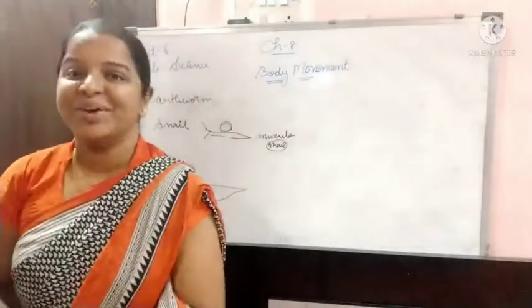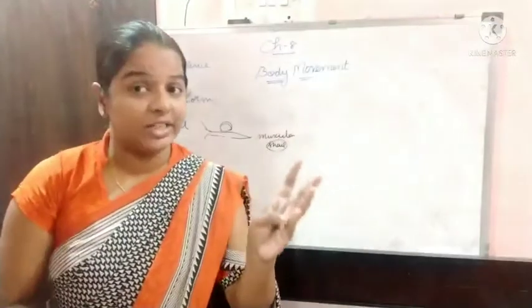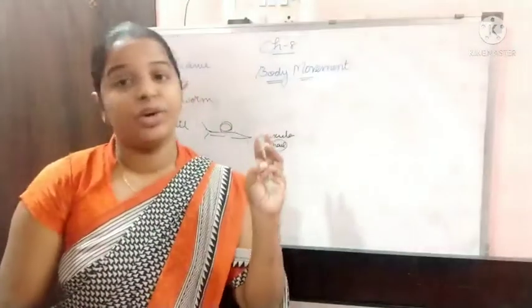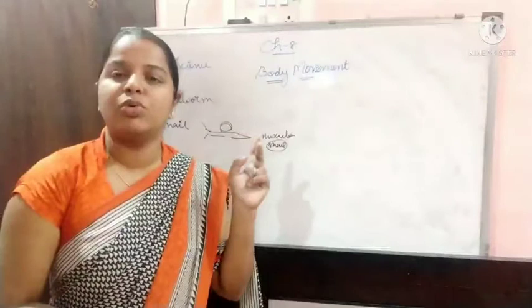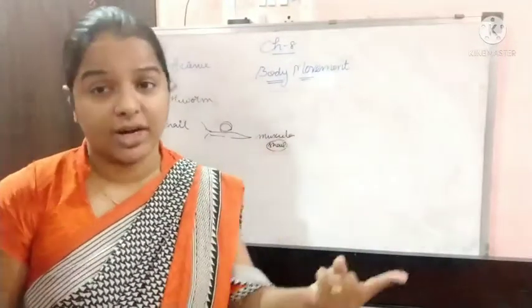Understood, students? Hope you understood today's class. And what are the things we have learned? We have learned the different types of joints, different types of bones, and the different types of movement in different animals.